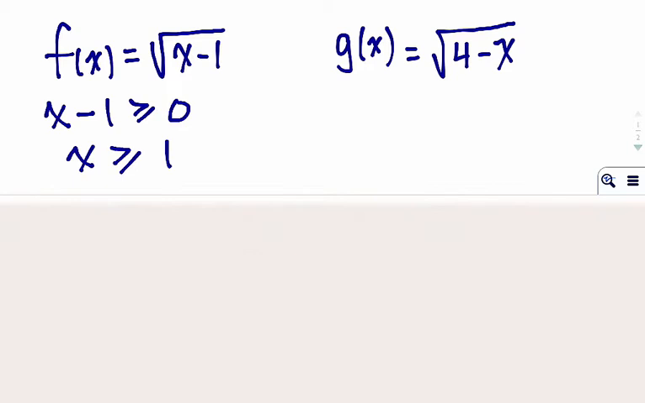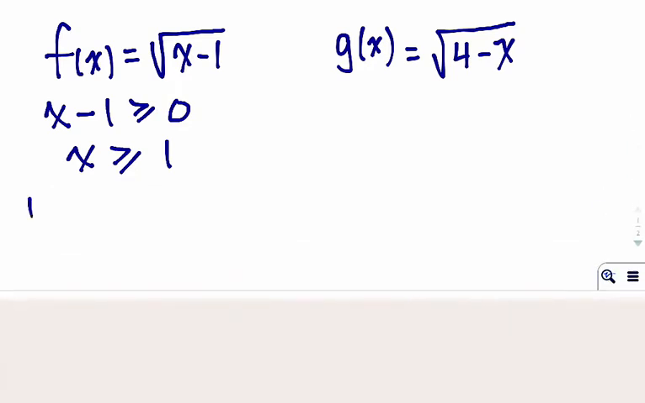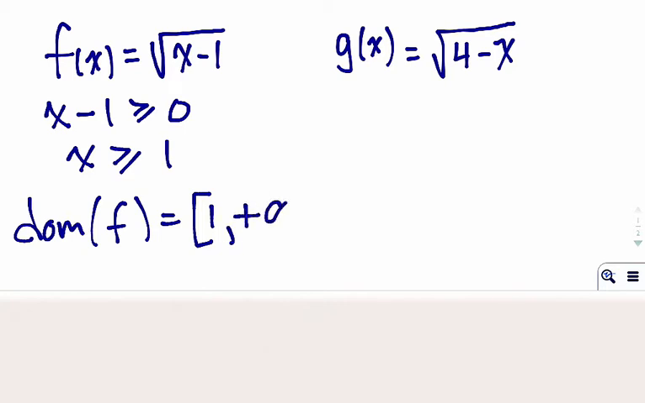We solve for x here and we get that x is greater than or equal to 1. This tells us then that the domain of function f will be the numbers starting at 1 and going to the right towards positive infinity.